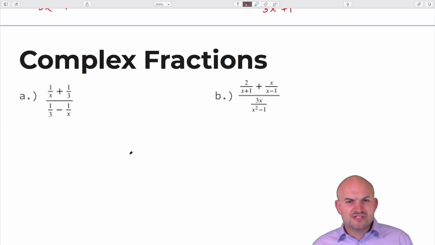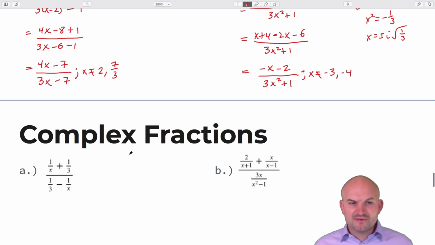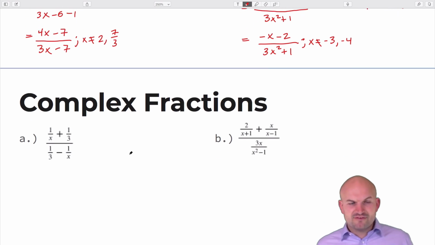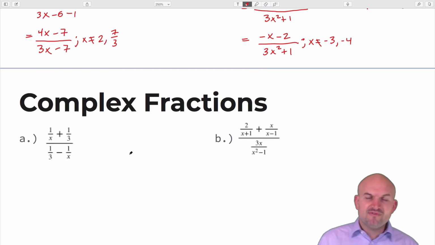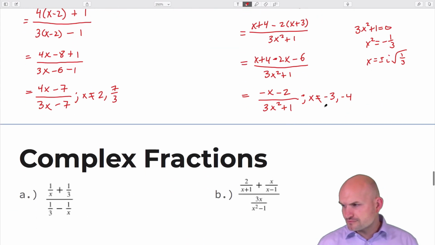All right, so I'm just going to cover 4 more examples, just practicing this, so students can feel more comfortable. So we're going to simplify as well as identify or label the excluded values.